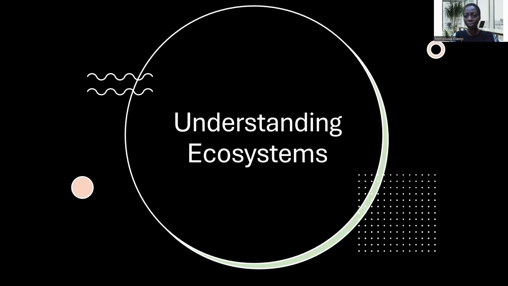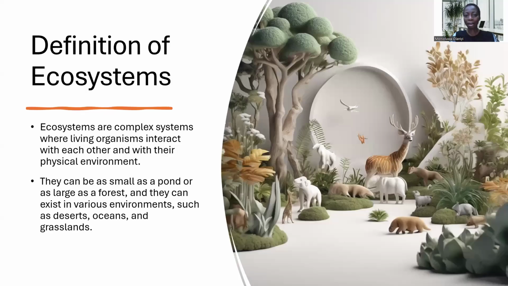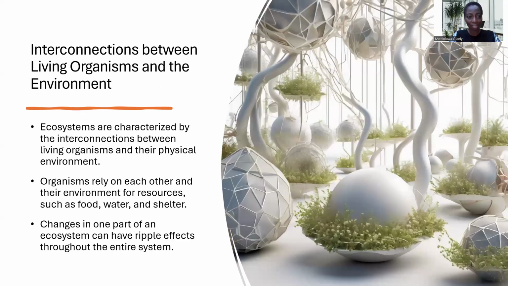Let's go through so that you have an understanding of what ecosystems are. So the definition. Ecosystems are complex systems where living organisms interact with each other and with their physical environment. They can be as small as a pond or as large as a forest, and they can exist in various environments such as the desert, in oceans, and grasslands.